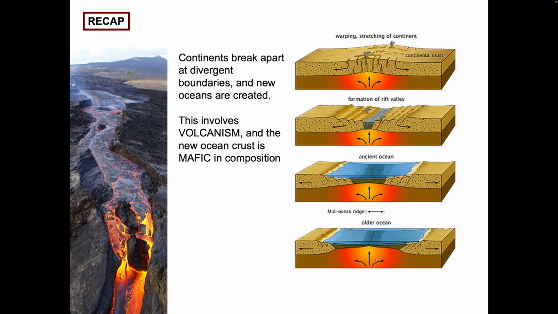When continents break apart at divergent boundaries, new ocean basins are created, and this involves a large amount of volcanism, and new ocean crust is created at that divergent boundary. The new ocean crust that gets created is mafic in composition. This is a review.